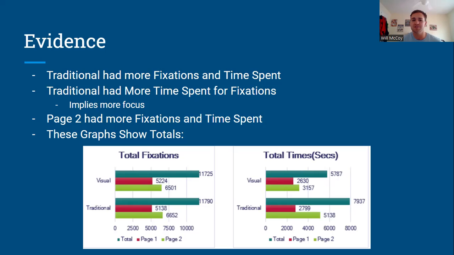Page 2 had more fixations and time spent overall. I believe there was more information on page 2, which would explain why the graphs were more towards page 2, and that is shown in the graphs below.